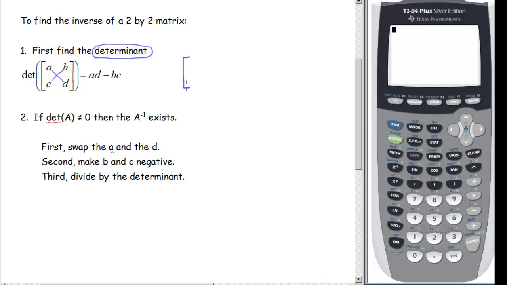So the example that we were looking at just a second ago was the matrix 3, 5, and then 2, 1. So our determinant, we would take 3 times 1 and subtract off 5 times 2. So this gives us 3 minus 10, so that's negative 7. So as long as our determinant is not 0, the inverse will exist. So this matrix does have an inverse.